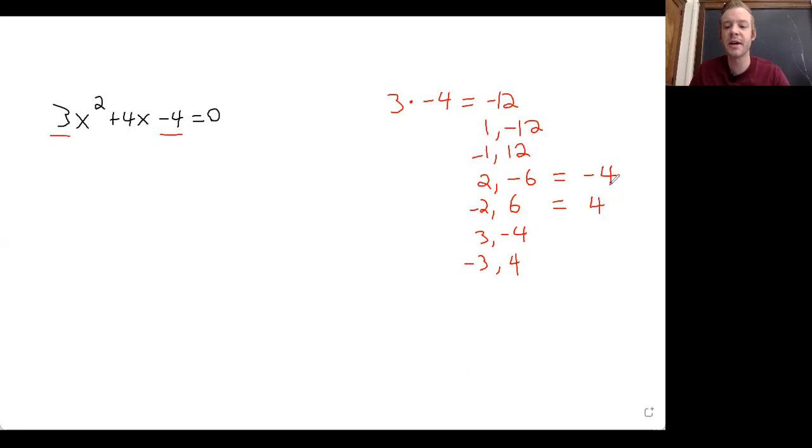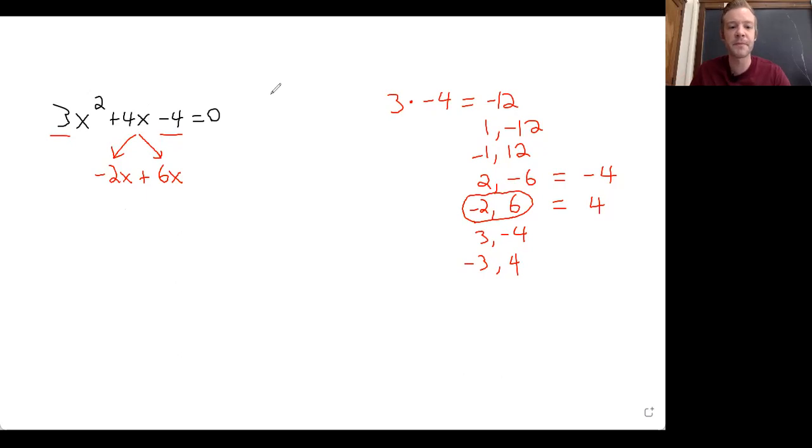So you want to make sure not only that you're adding to the correct number, but you are also adding to the correct sign. So since this 4 here is positive, we want to use the negative 2 and the positive 6 pair that we see right here. And what we're going to do is split this 4x up into negative 2x plus 6x, because we know that negative 2 plus 6 is equal to 4. Therefore, negative 2x plus 6x is also equal to 4. We're just going the opposite direction.